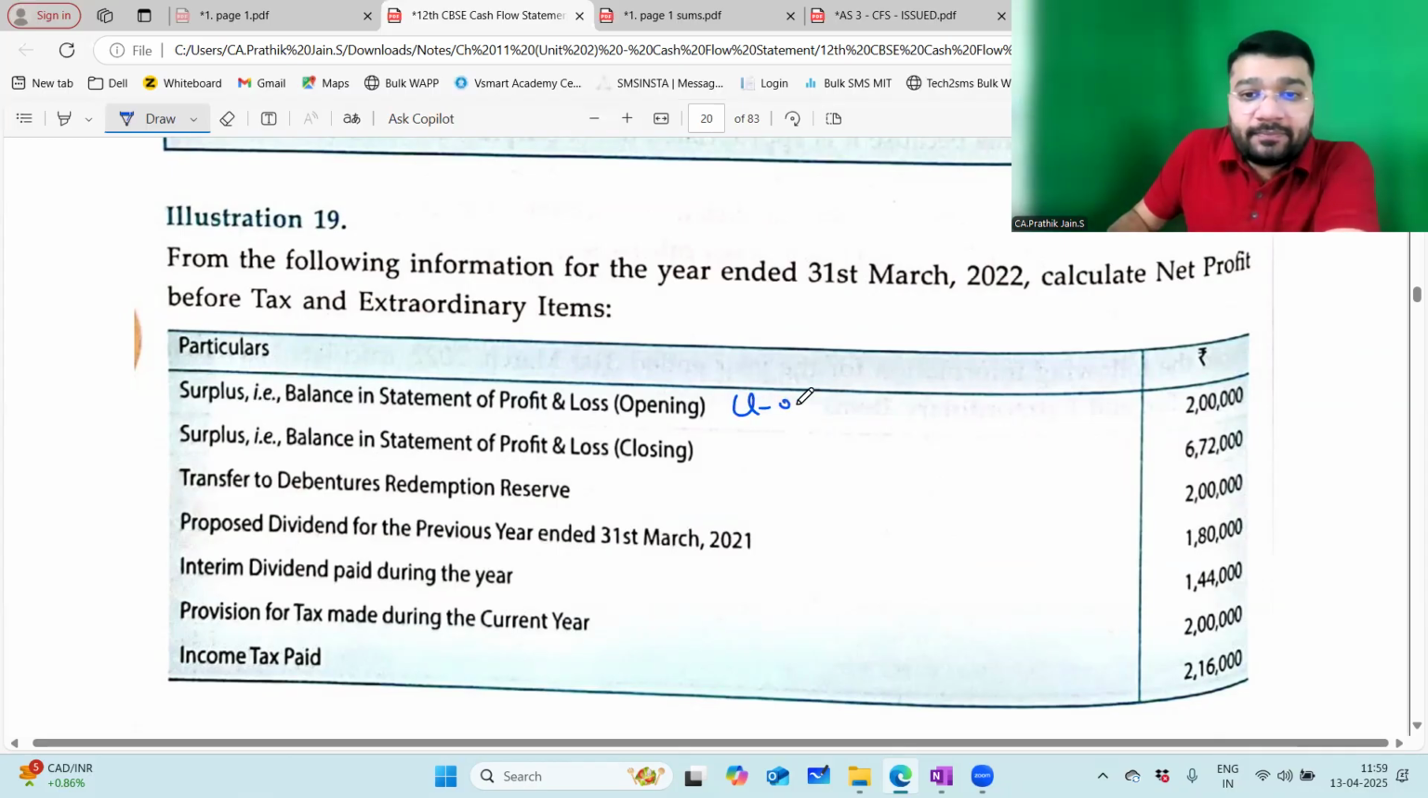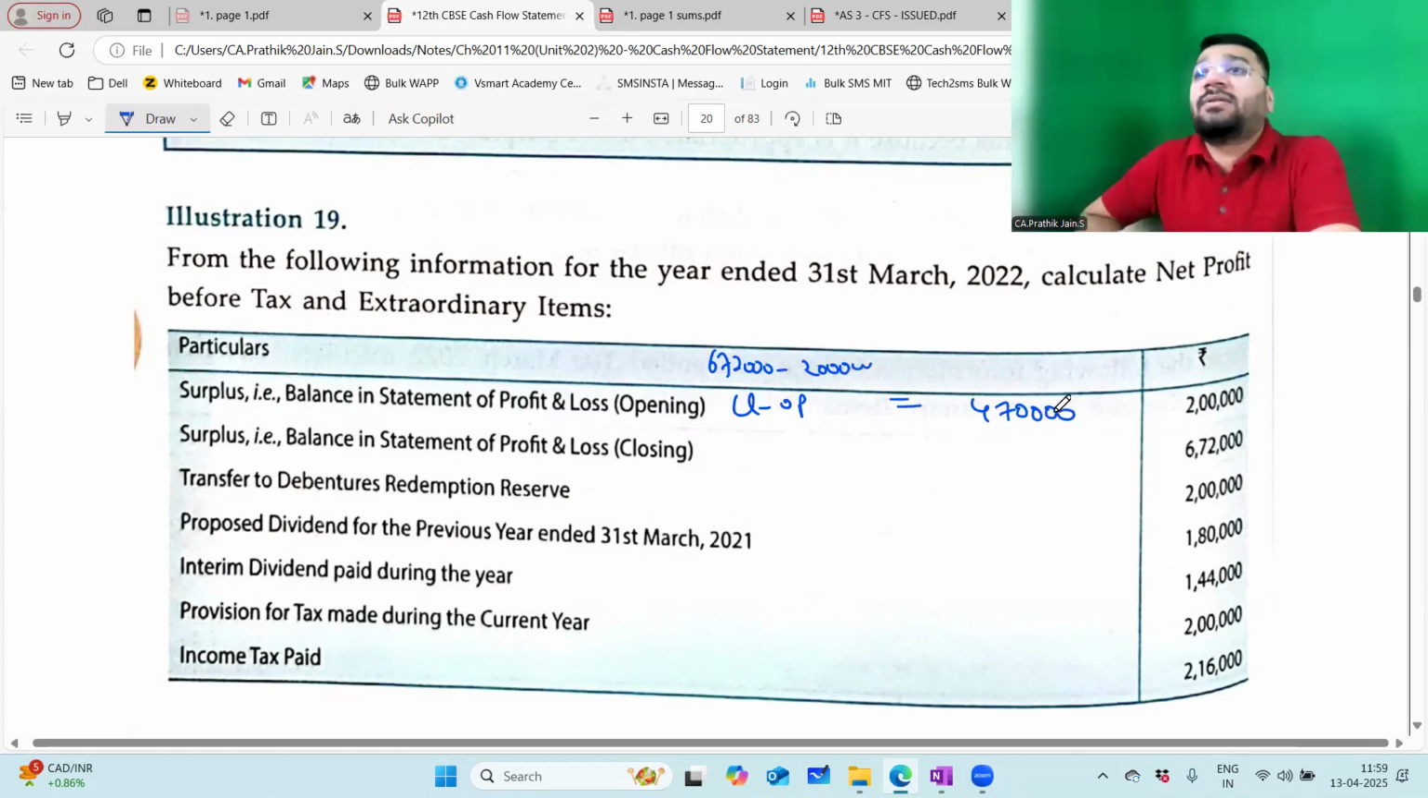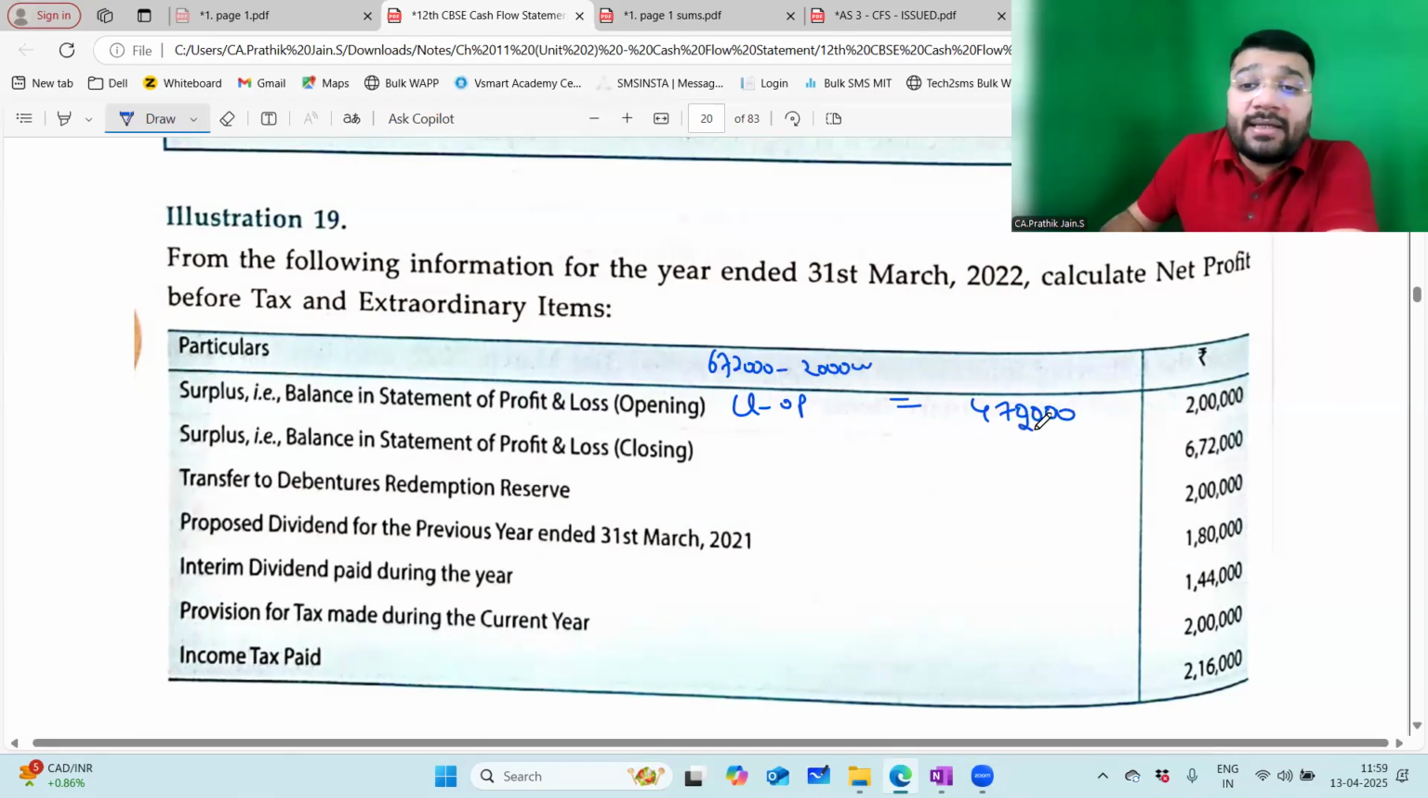Closing minus opening. 6,72,000 minus 2 lakh. How much is it? 4,72,000 is my current year surplus, which is coming after all the appropriation. So all the appropriation you've done, please cancel it by adding back. So what is my appropriation?